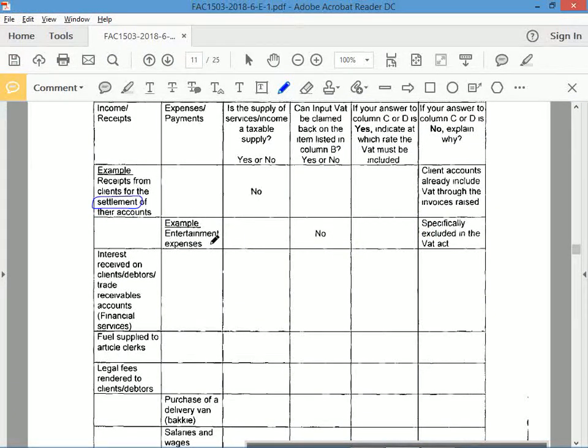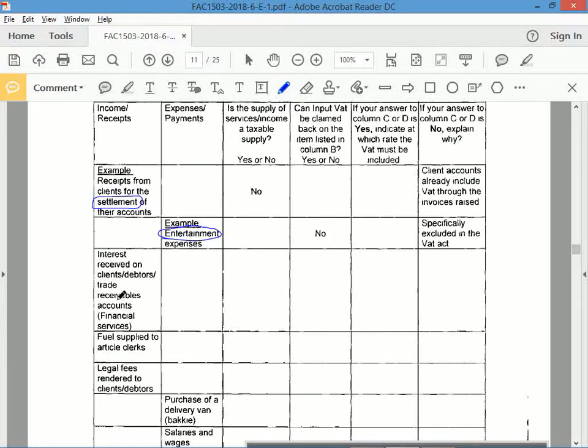The second one was entertainment. Obviously entertainment is not a good expense for a business to have. Okay, it might be nice to take the staff out and to treat them, but SARS isn't going to allow you to claim the VAT on that. So if you take the staff out for a nice lunch and you get the bill, and the bill has VAT on that specific bill, you're not going to be able to claim it. Right, then they've given you a few others.